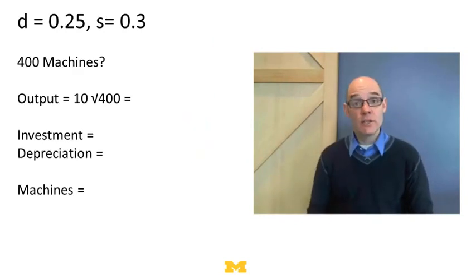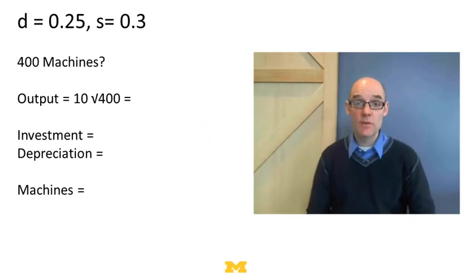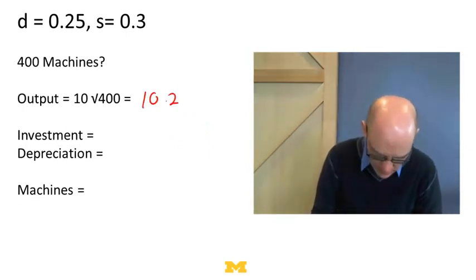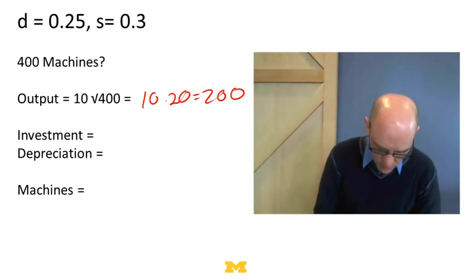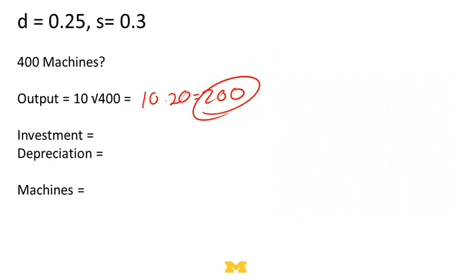Well, to try to understand whether growth would stop or not, let's do the following. Let's assume we have a big number of machines, a really big number, and see if it just continues to grow or if something different happens. So let's suppose we have 400 machines. Our output is going to be 10 times the square root of 400, right? So that's 10 times 20, which is 200. That's huge GDP, right?